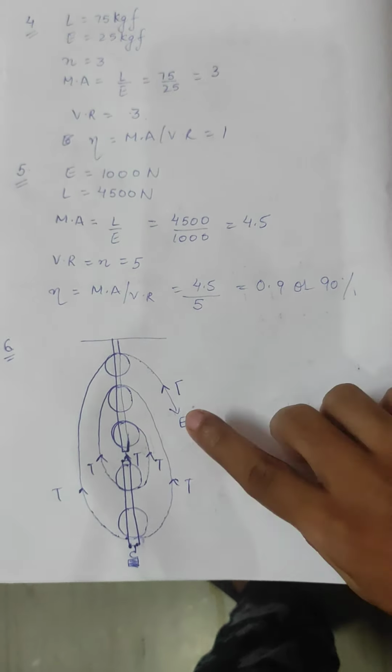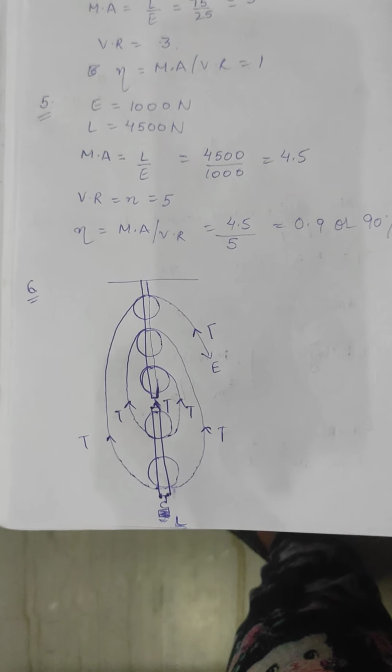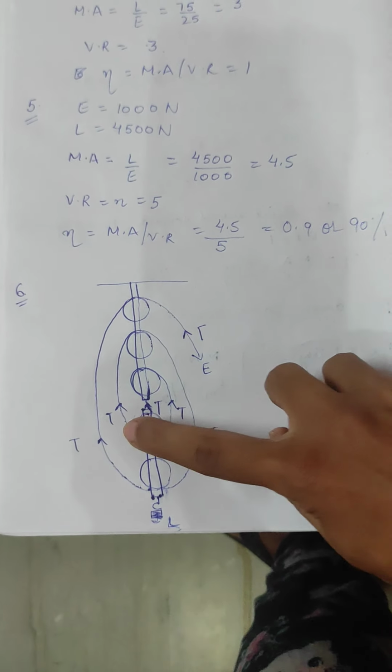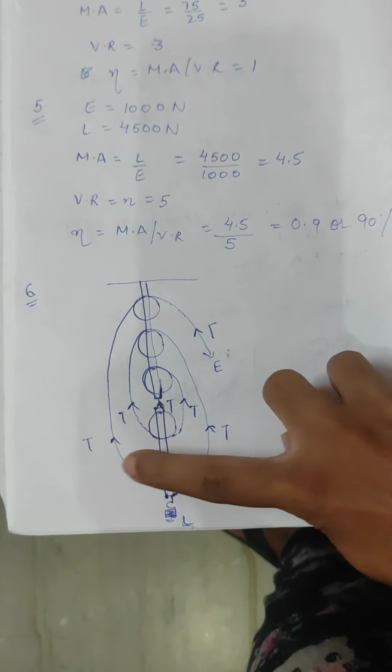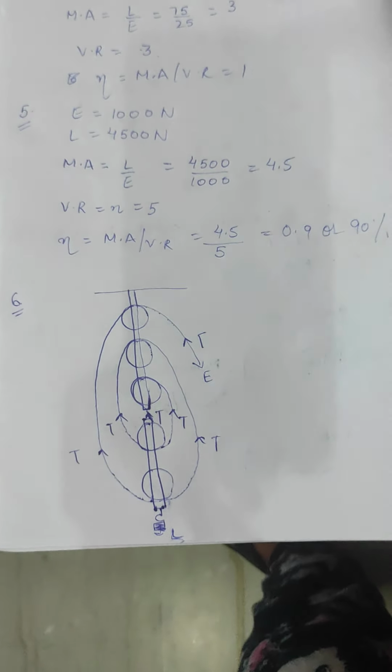If you haven't marked the tensions there, you will get 0. So that is very important to mark. See how many pulleys there are; at every string, I told you, you will mark the tension. So tensions are marked here: 1, 2, 3, 4, 5. These are the load tensions.